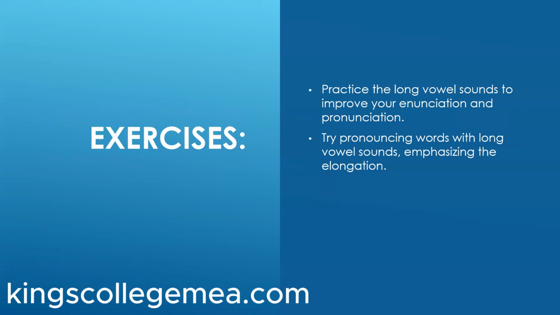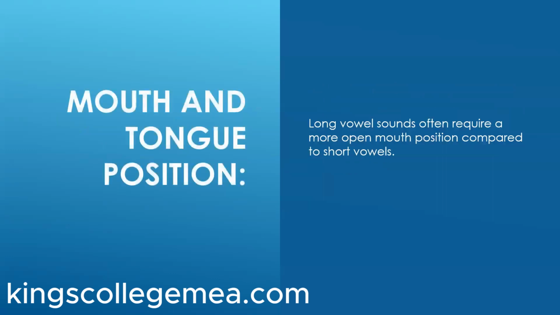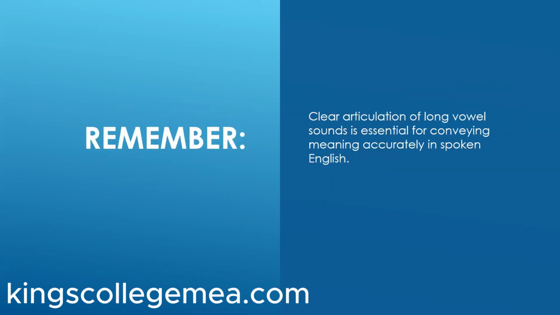Practice the long vowel sounds to improve your enunciation and pronunciation. Try pronouncing words with long vowel sounds, emphasizing the elongation. Long vowel sounds often require a more open mouth position compared to short vowel sounds. You need to open your mouth a little bit more when doing the long sounds. Clear articulation of long vowel sounds is essential for conveying meaning accurately in spoken English.